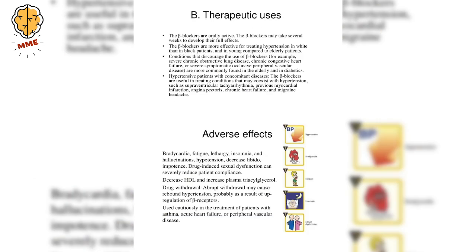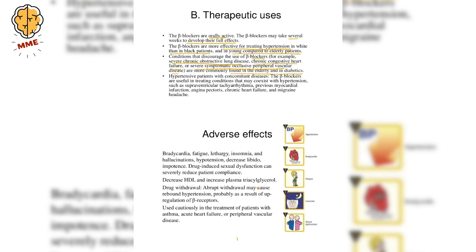Now, what are the therapeutic uses of beta 1 adrenal receptor blockers? The beta blockers are orally active. They take several weeks to develop their full effects. They are more effective for treating hypertension in white than black patients and in young compared to elderly patients. Conditions that discourage the use of beta blockers, for example, severe chronic obstructive lung disease, chronic congestive heart failure, or severe symptomatic occlusive peripheral vascular diseases, are more commonly found in elderly and in diabetics.